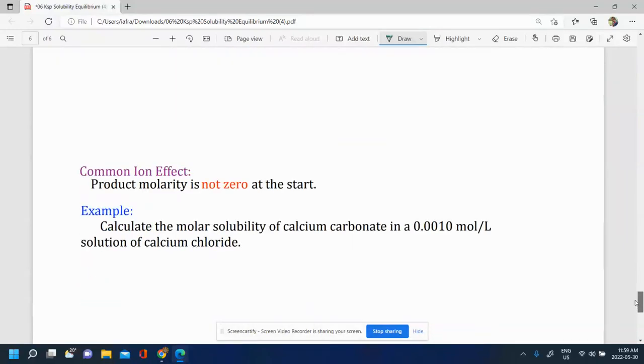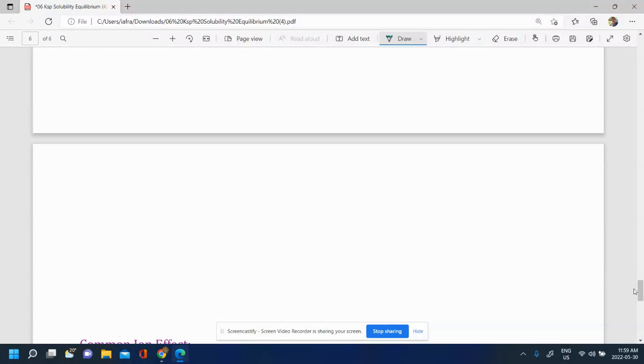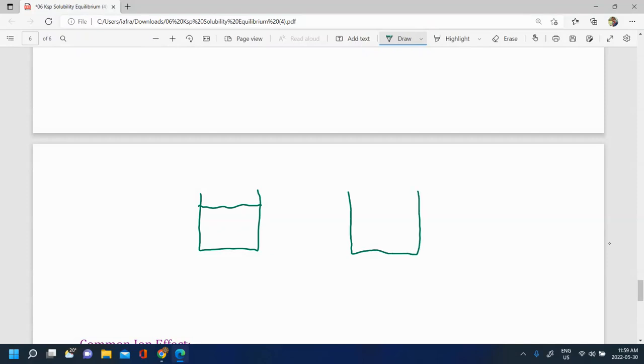In this video, we're going to be taking a look at something called the common ion effect. So I want you to make a prediction before we do this calculation or this example here, and then we're going to test your prediction out. Suppose I have two beakers. Let's go with they have the same volume of water. We'll call this beaker A, and this one beaker B.